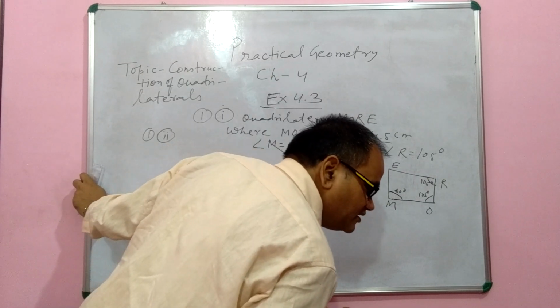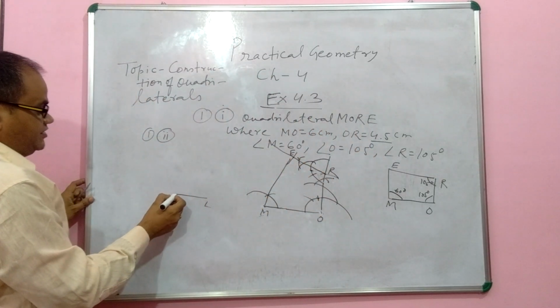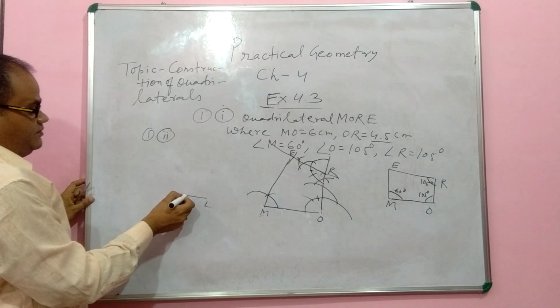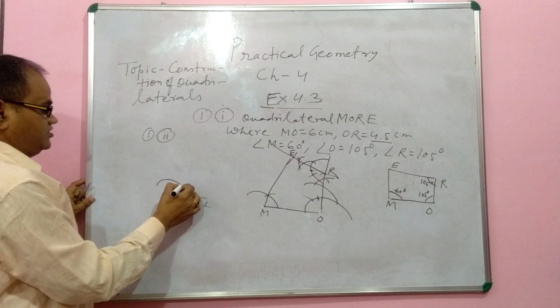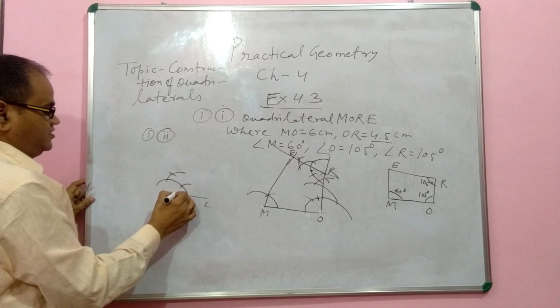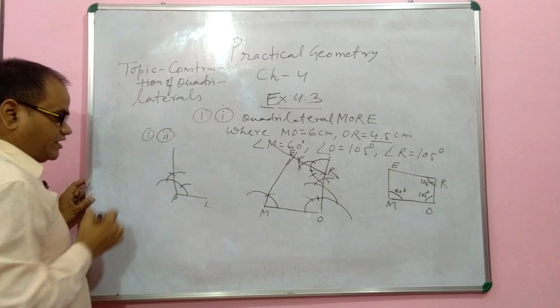Angle P equal to how much given? 90 degree. Angle P equal to 90 degree. You just keep your compass at point P. This is 60 degree. Draw an arc. This is 60 degree, this is 120 degree, this is 90 degree.